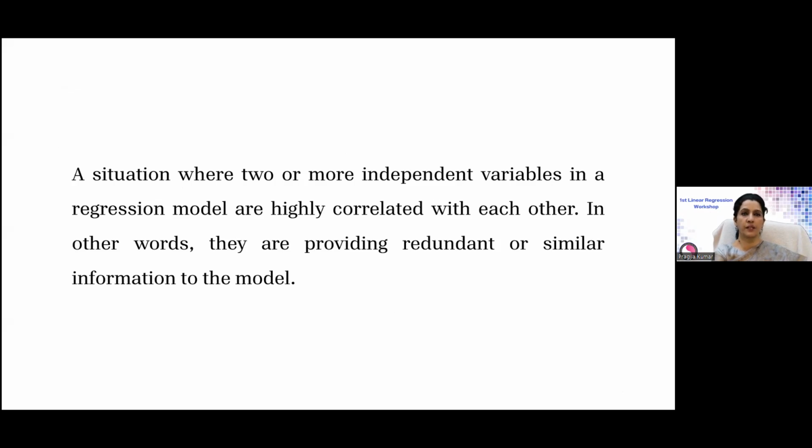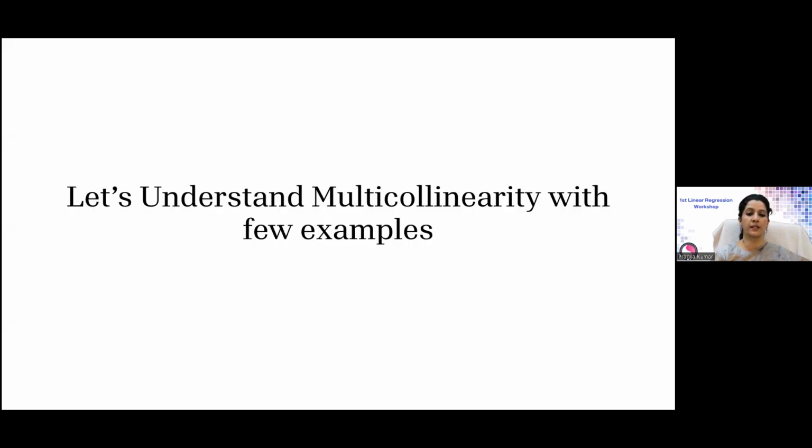So it is a situation when two or more independent variables are highly correlated with each other. In other words, you can say that one variable becomes redundant. That means you can replace or remove that variable, and then you can use only one predictor variable out of those two correlated ones. So let's understand this concept with a few examples.